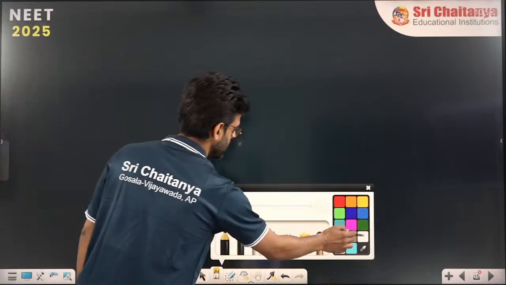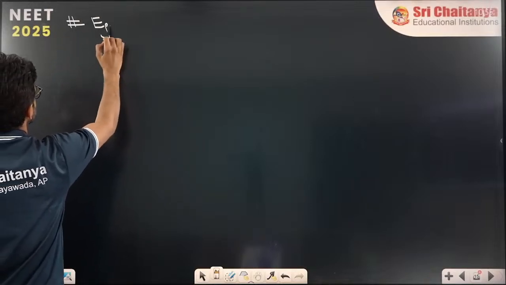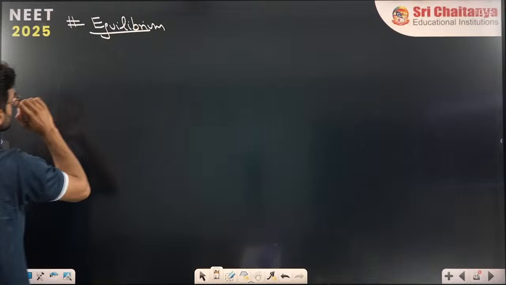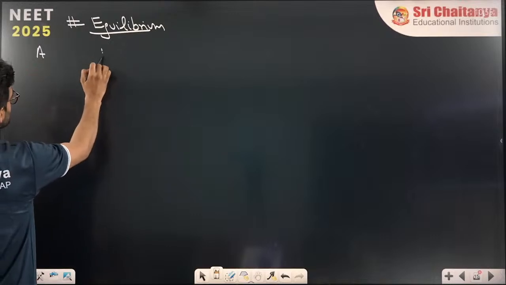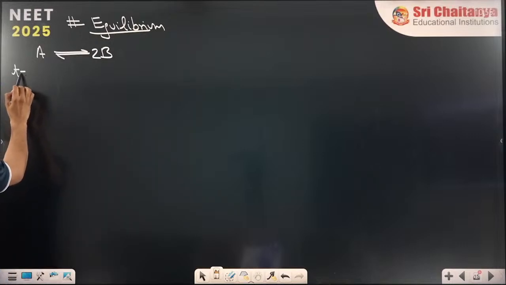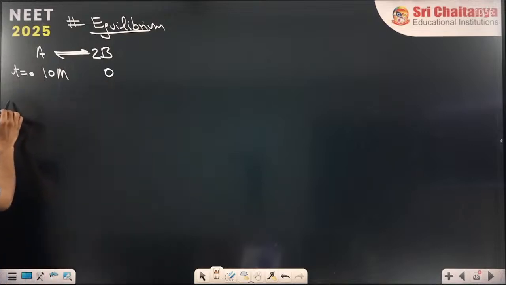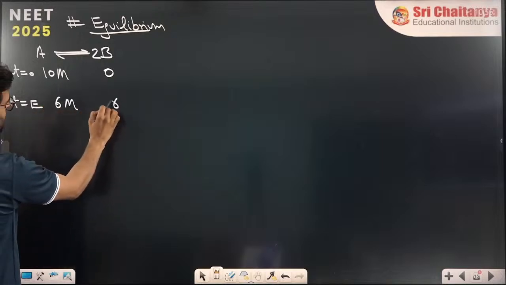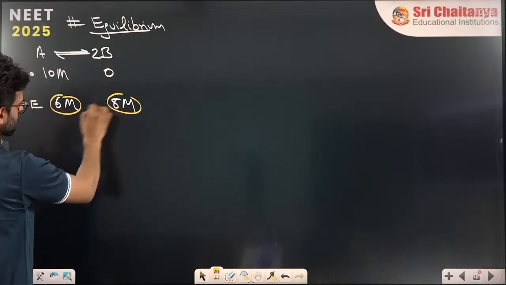Now the next thing is, let's discuss a little bit about equilibrium. First thing, what is the meaning of equilibrium? Suppose we start with A, which gives B, maybe 2B, depending on the reaction. At time 0, imagine we started with 10 mole per liter of A and 0 of B. But at the time of equilibrium, A becomes 6 molar and B becomes 8 molar.